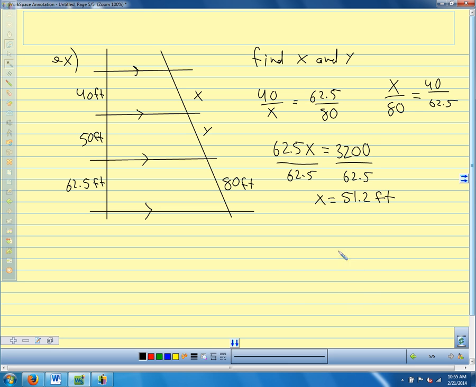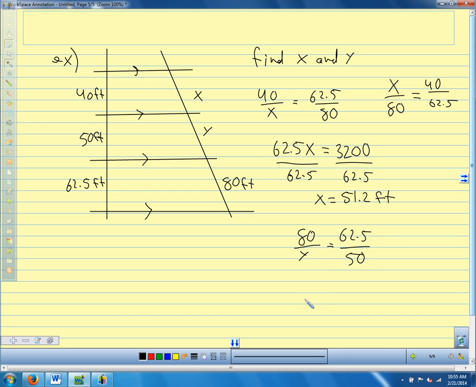So piggybacking from there, how could I write a proportion to solve for y? 80 over y equals 62.5 over 50. So I'm using this and this. I'm going to use that piece and that piece. Works perfectly fine. Cross multiply here.